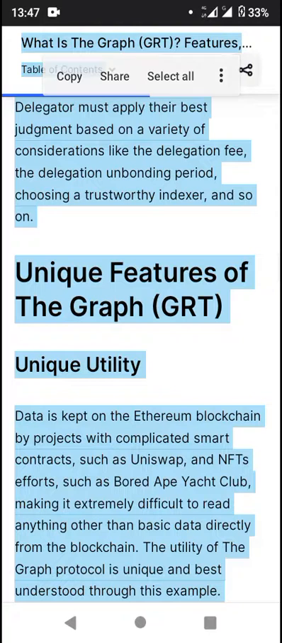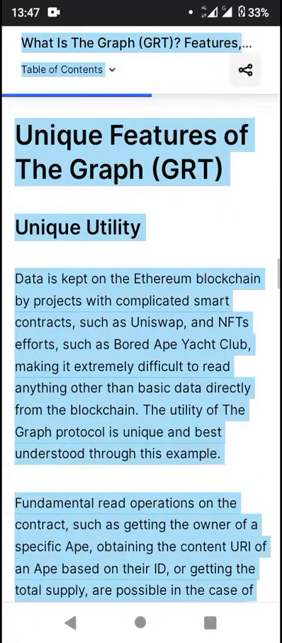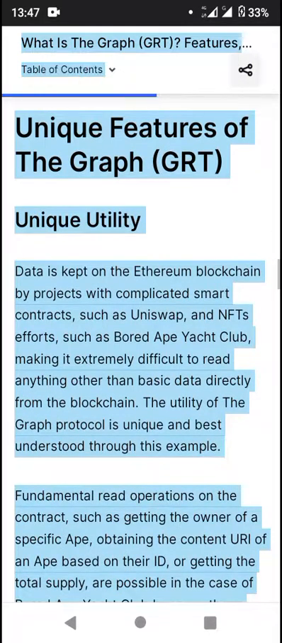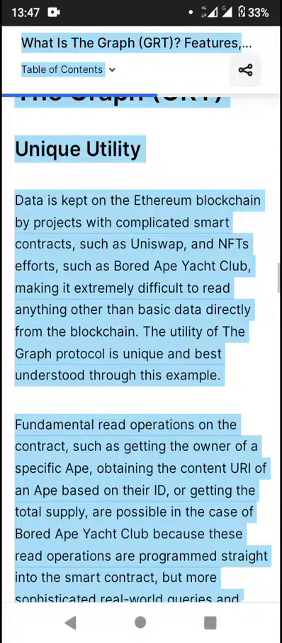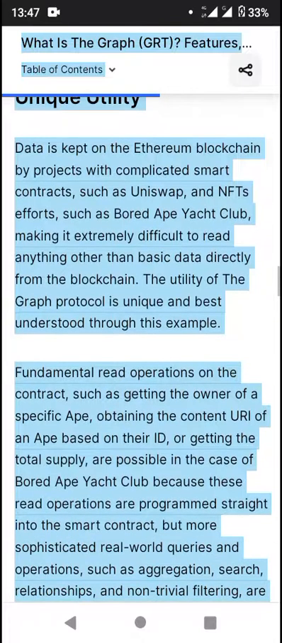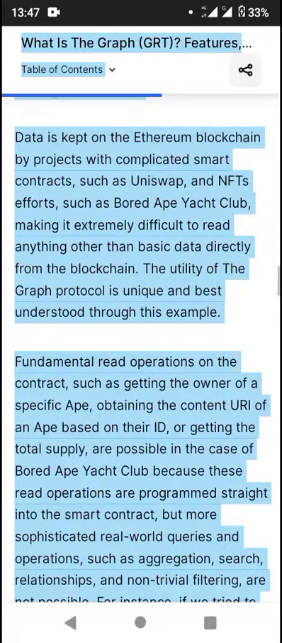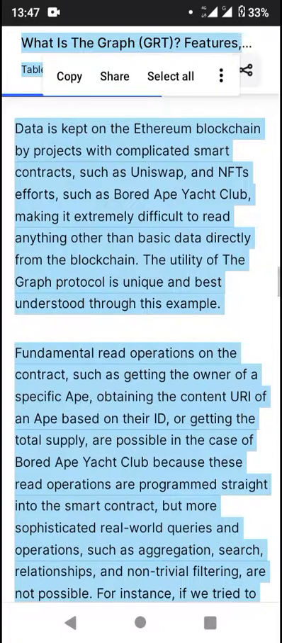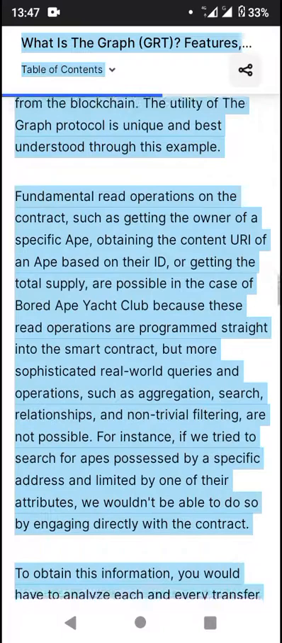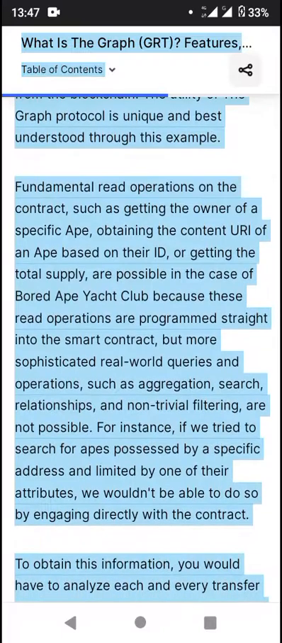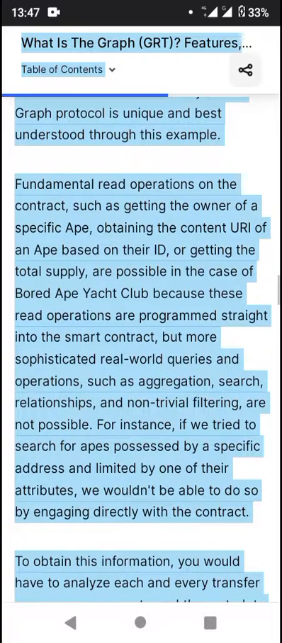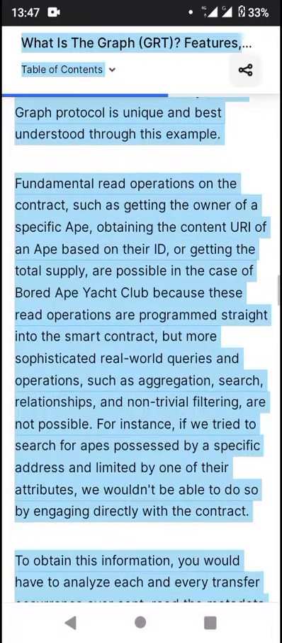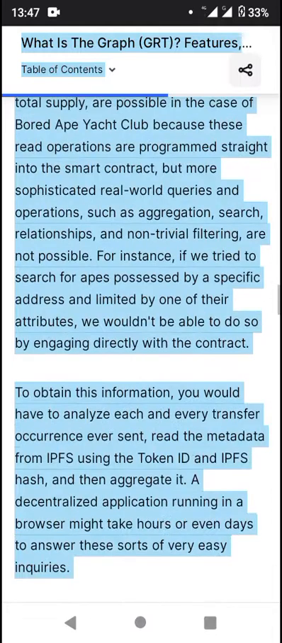So on the unique features of The Graph, we have the unique utility. Data is kept on the Ethereum blockchain by projects with complicated smart contracts such as Uniswap and NFT projects such as Bored Ape Yacht Club, making it extremely difficult to read anything other than basic data directly from the blockchain. So the utility of the Graph protocol is unique and best understood through this example.